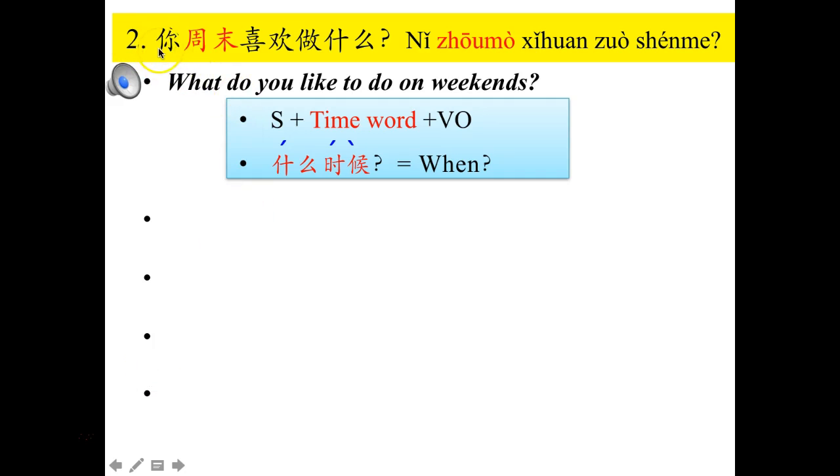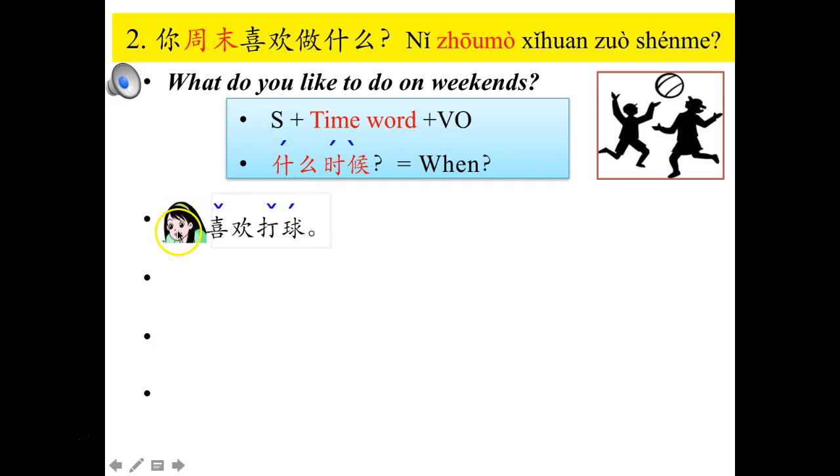好, next. 你周末喜欢做什么? 白英爱，你周末喜欢做什么? So, 周末 is a time word. Now, you need to put the time word before the verb or after the subject. Now, since we learn 时候 in this lesson, I would like to add 什么时候 into your vocabulary list. 什么时候 means when. 好 so here, if you say 白英爱喜欢打球 add time word. 白英爱周末喜欢打球. She likes to play ball on weekends. Now, what time does she like to play ball?